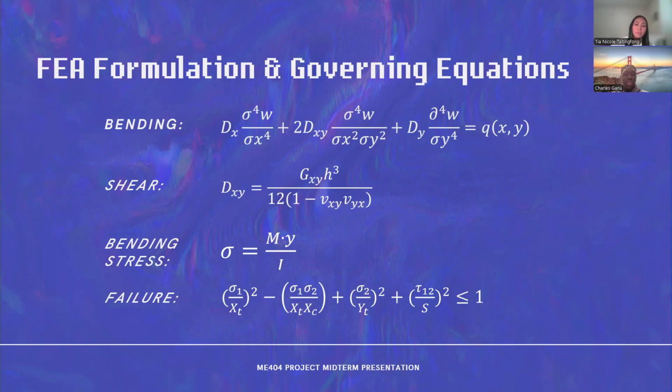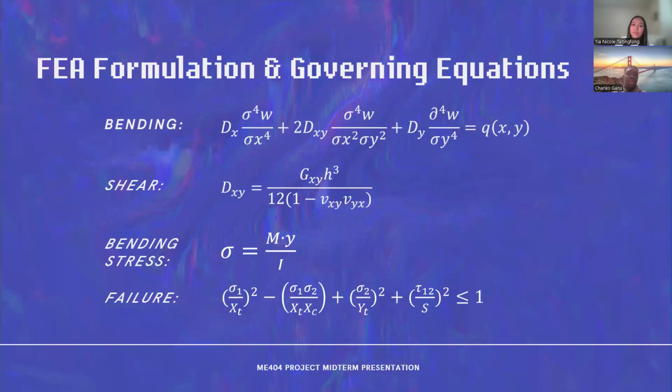The second equation is shear, where D sub xy is the shear rigidity, G sub xy is the shear modulus, and h is the thickness of the snowboard, and then we have the Poisson's ratios, v sub xy and v sub yx. Third, we have the bending stress, which is the maximum bending stress, equal to the bending moment times the perpendicular distance to the neutral axis, divided by the moment of inertia.